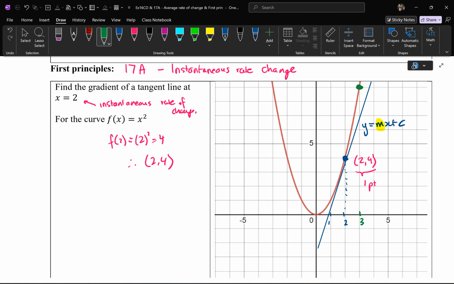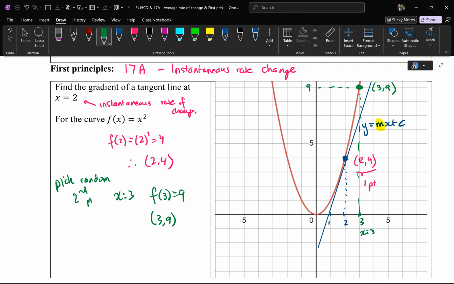Now if I asked you, at x equals 3, what would the y value be? It would be 9. So this point here would be (3, 9). So I'm going to write here, pick random second point. I chose x equals 3, so then f of 3 gave me 9. So here's my second random point, (3, 9).